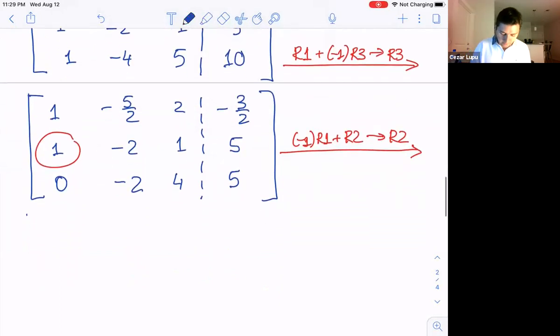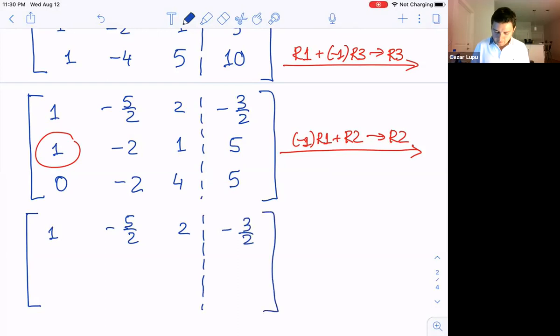So we'll get the following matrix. 1, -5 over 2, 2, -3 over 2. And now we will have the following: 0, 1/2, -1, and here we will have 13 over 2, right? And the last one will be 0, -2, 4, and 5. Let me see.